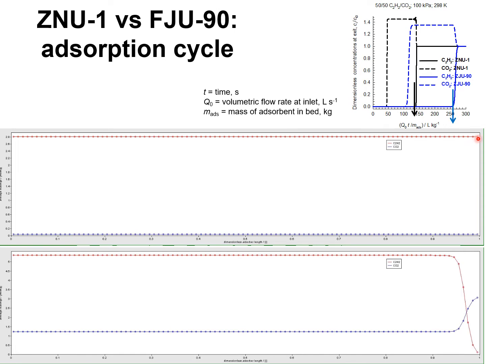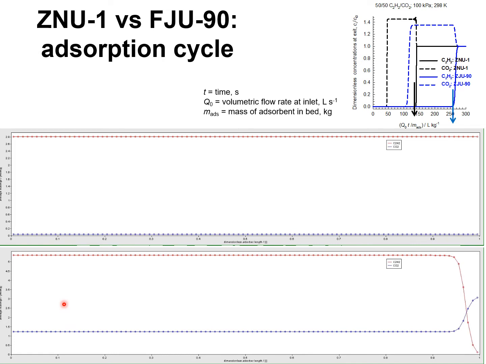At this time, the adsorption cycle is terminated and the blowdown will start. The important differences in these two MOFs are clear. FJU90 has a significantly higher CO2 in the adsorbed phase, of the order of 1.2 moles per kilogram. It also has a higher amount of C2H2.